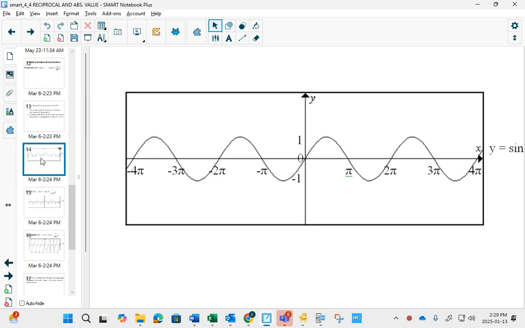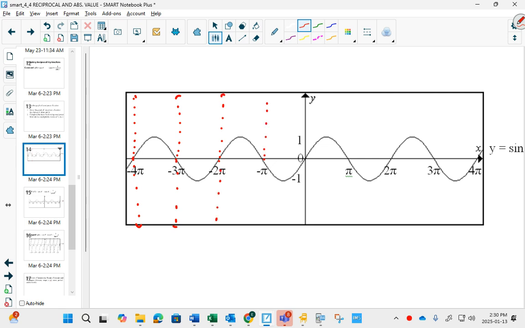So here is the graph of y equals sine x. If we wanted to graph cosecant x, which is 1 over sine x, our reciprocals say, well, wherever you have an x-intercept, that's now a non-permissible value. So all of these x-intercepts are asymptotes. And there's lots of them.